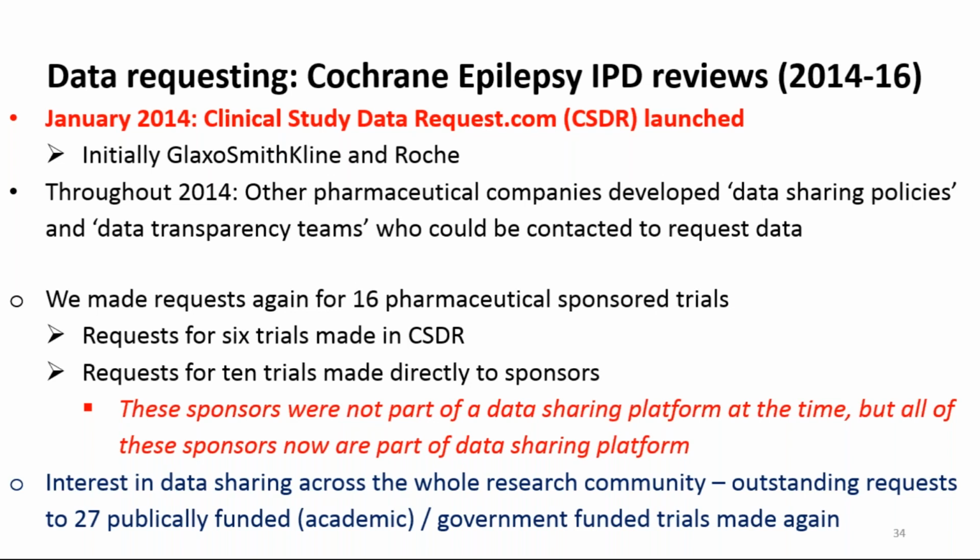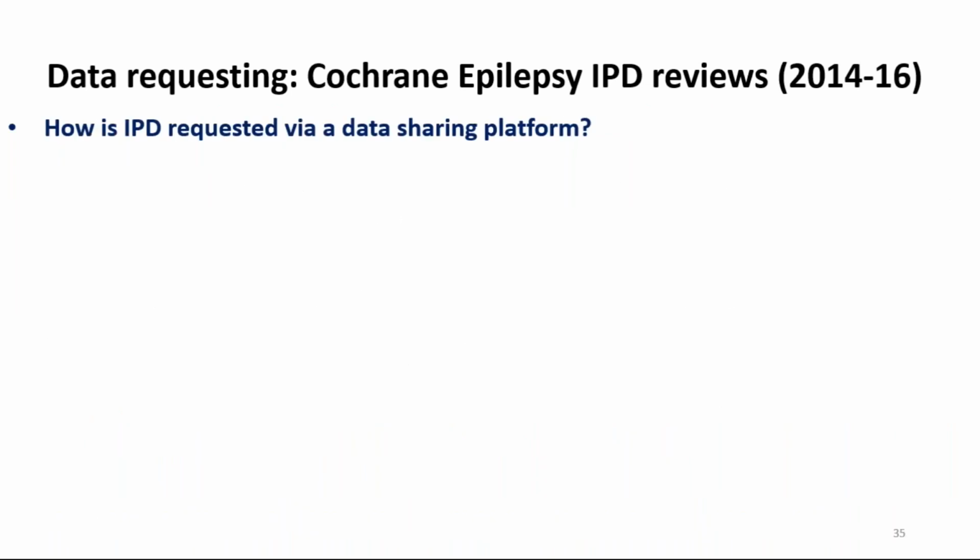Also, we tried to benefit from the popularity of data sharing across the entire research community, and made all of our outstanding requests to the 27 publicly funded and government-funded trials that we hadn't yet got data for, again, to see if we could stir some interest from those who maybe hadn't replied to us previously. So we made 6 requests to CSDR over this time period.